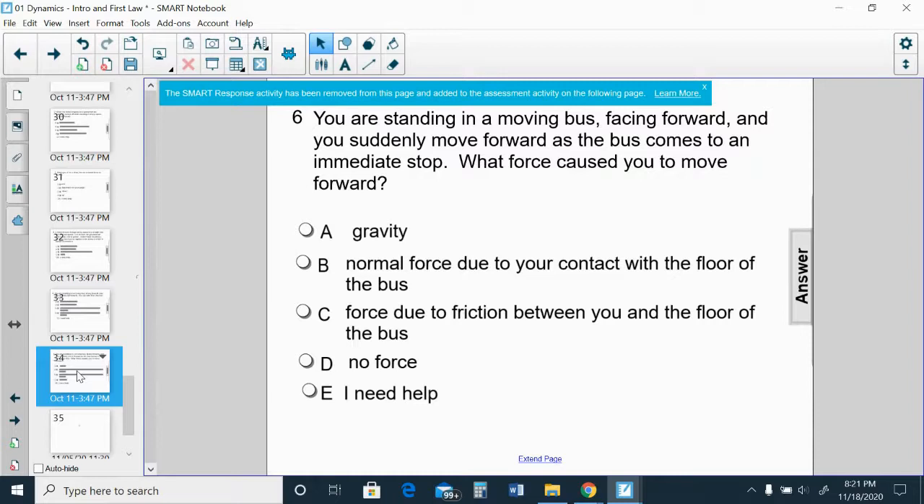You're standing in a moving bus facing forward, and you suddenly move forward as the bus comes to an immediate stop. What force caused you to move forward? In this case, no force caused you to fall forward. You simply kept moving because no force acted on you to change your acceleration. The force only acted on the bus to make it come to a sudden stop. Therefore, only the bus's acceleration was impacted.